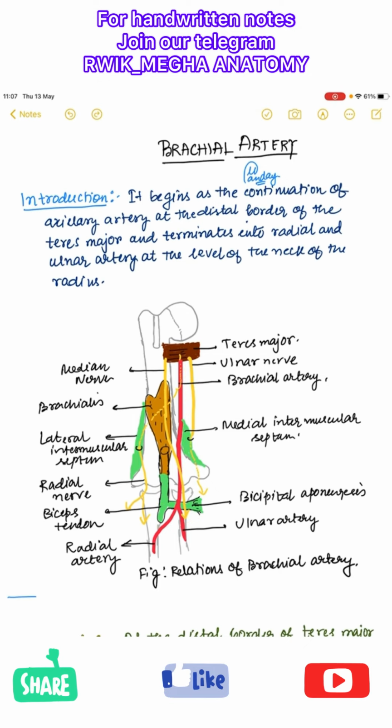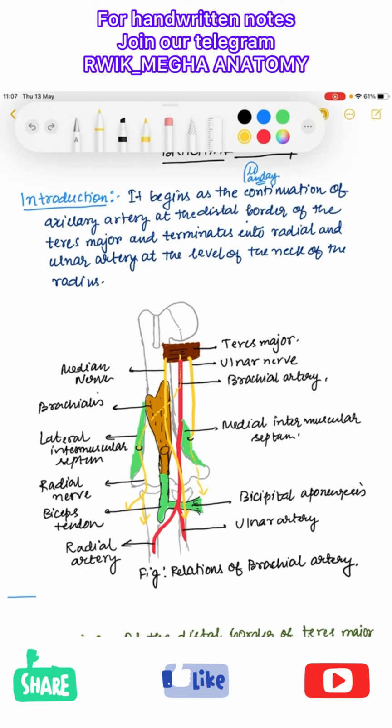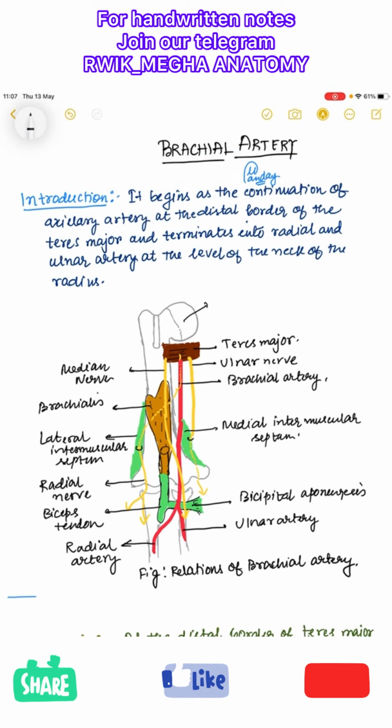Now we need to know about the relations of the brachial artery. So let us look closely into the diagram. We will find the relations. You see, this is the head of the humerus. So this is our medial side and this is our lateral side, right? So let us find out the relations.